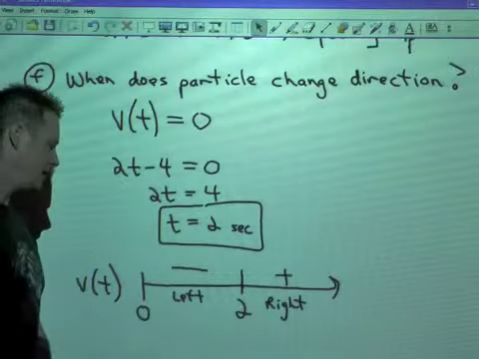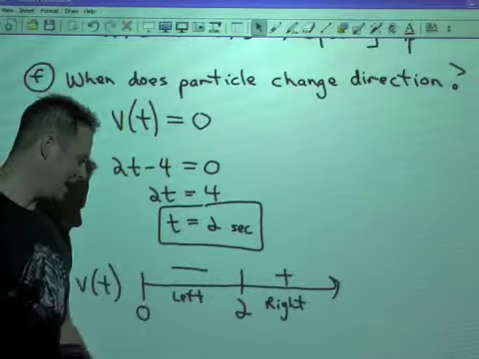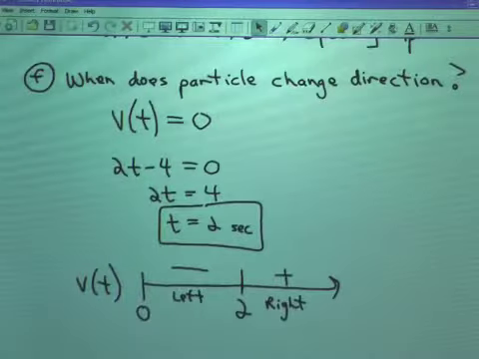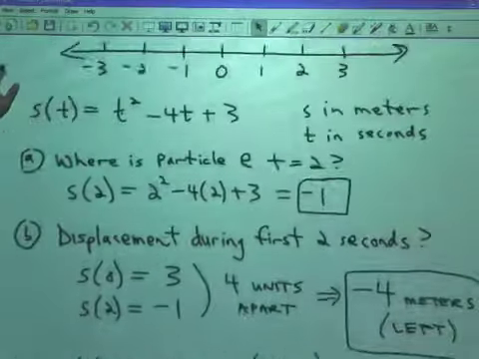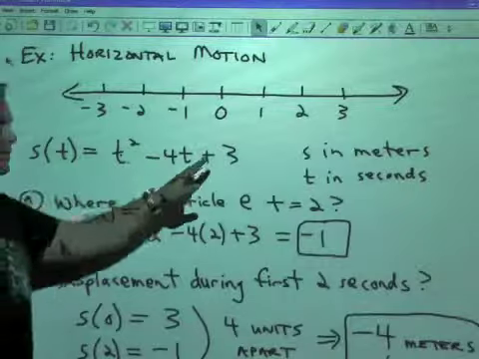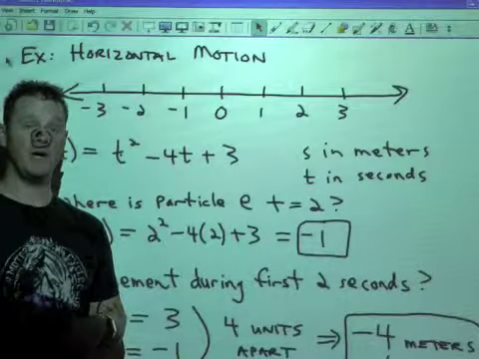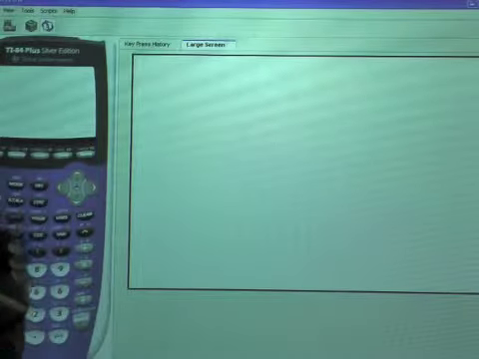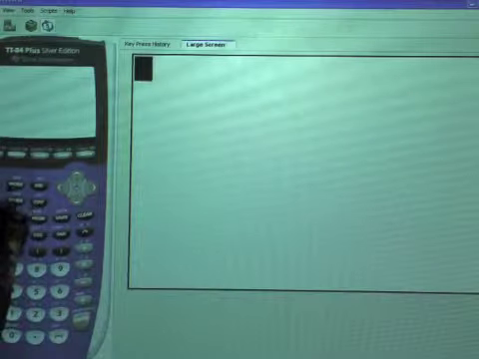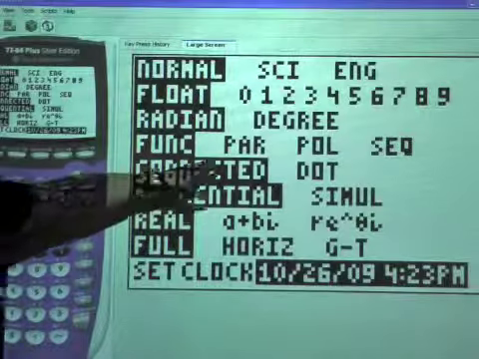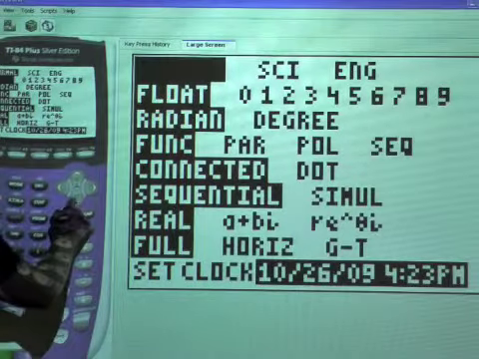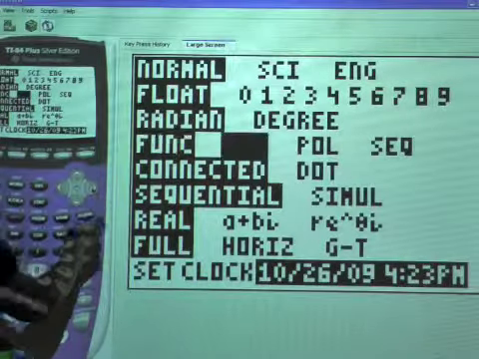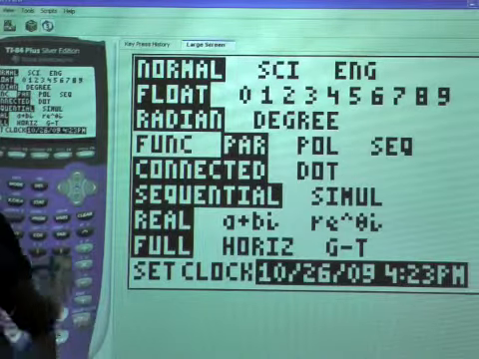Now, if you want some graphical help understanding this, we can actually graph the original position function and get a sense for the actual motion by graphing this in parametric mode. So this is how you do that. Go back to, on your calculator, if you push the mode button, you want to go to par mode here. It's actually kind of fun to do.